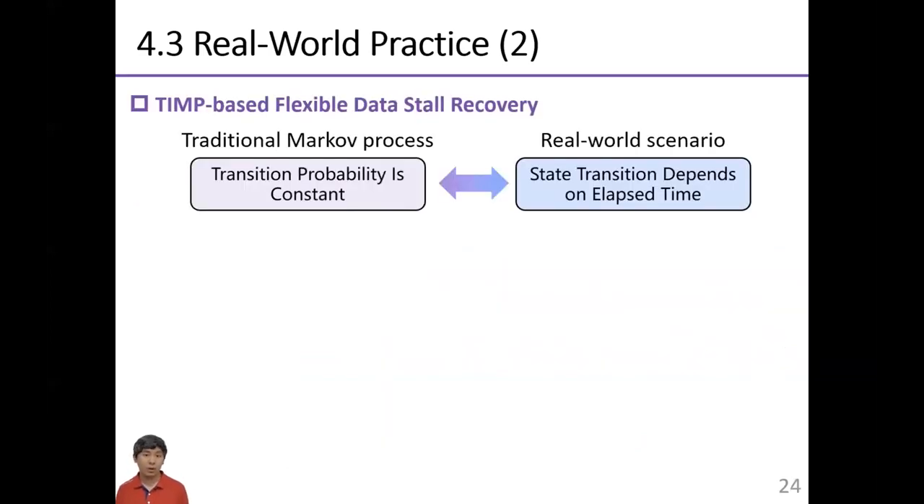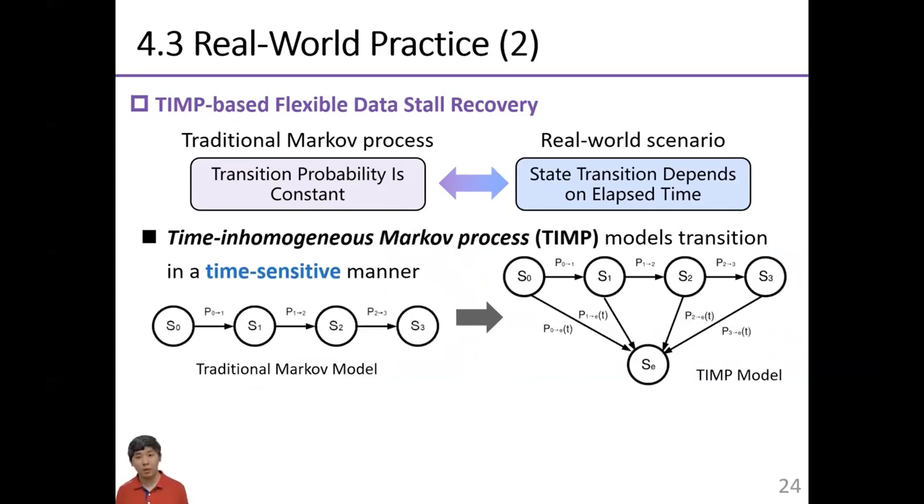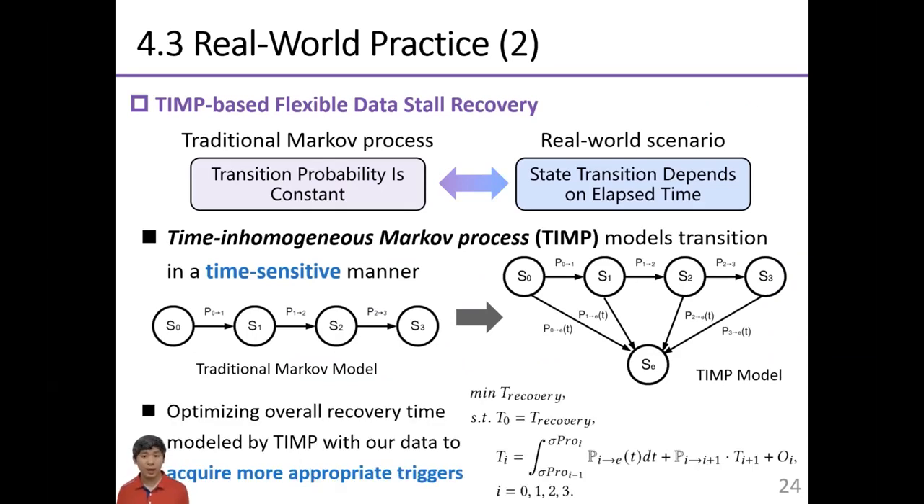However, we notice that traditional Markov process only describes a stationary process which has constant transition probability. In the real world, however, state transition actually depends on the elapsed time. To account for this, we adopt the time-inhomogeneous Markov process, or TIMP, to model transition in a time-sensitive manner. The TIMP model takes automatic recovery during probation process into account and uses a time-based function to model stage transition. With TIMP and our dataset, we can formalize our goal into an optimization problem. By solving the problem, we can then find the theoretically optimal triggers we pursue.